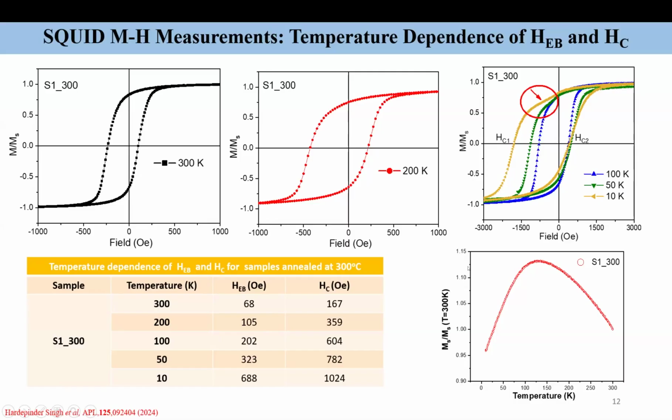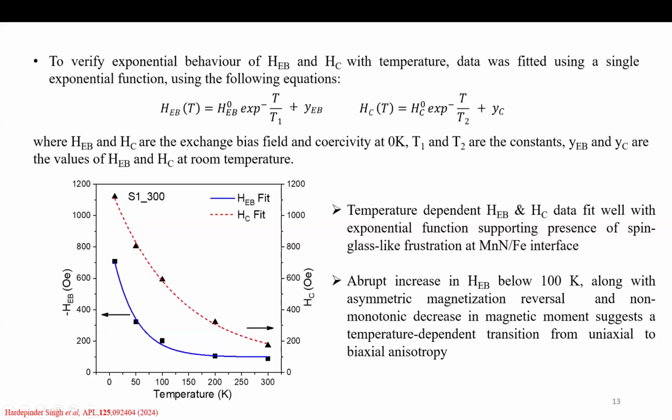However, below 100 Kelvin, and especially at 10 Kelvin, we can see around a 10-fold increase in EB and a 6-fold increase in coercivity, along with this kinked asymmetric reversal. This was also accompanied by a sharp decrease in the magnetic moment, which suggests a spin glass-like frustration at the interface. Normally, spin glass-like frustration is seen to show an exponential behavior.